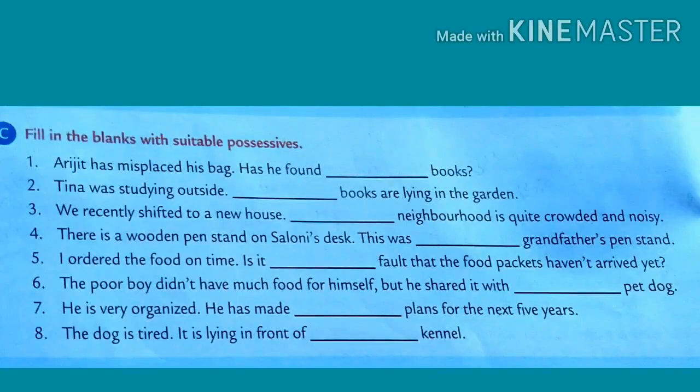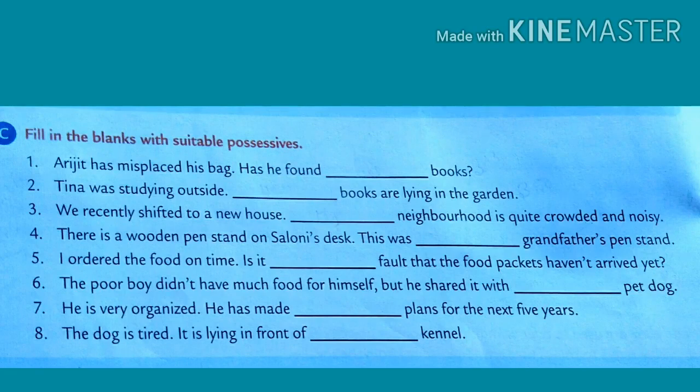We can see some examples in the exercise. Fill in the blanks with suitable possessives. First one. Archit has misplaced his bag. Has he found dash books? In this exercise, in the given blanks, you have to fill in the possessives.